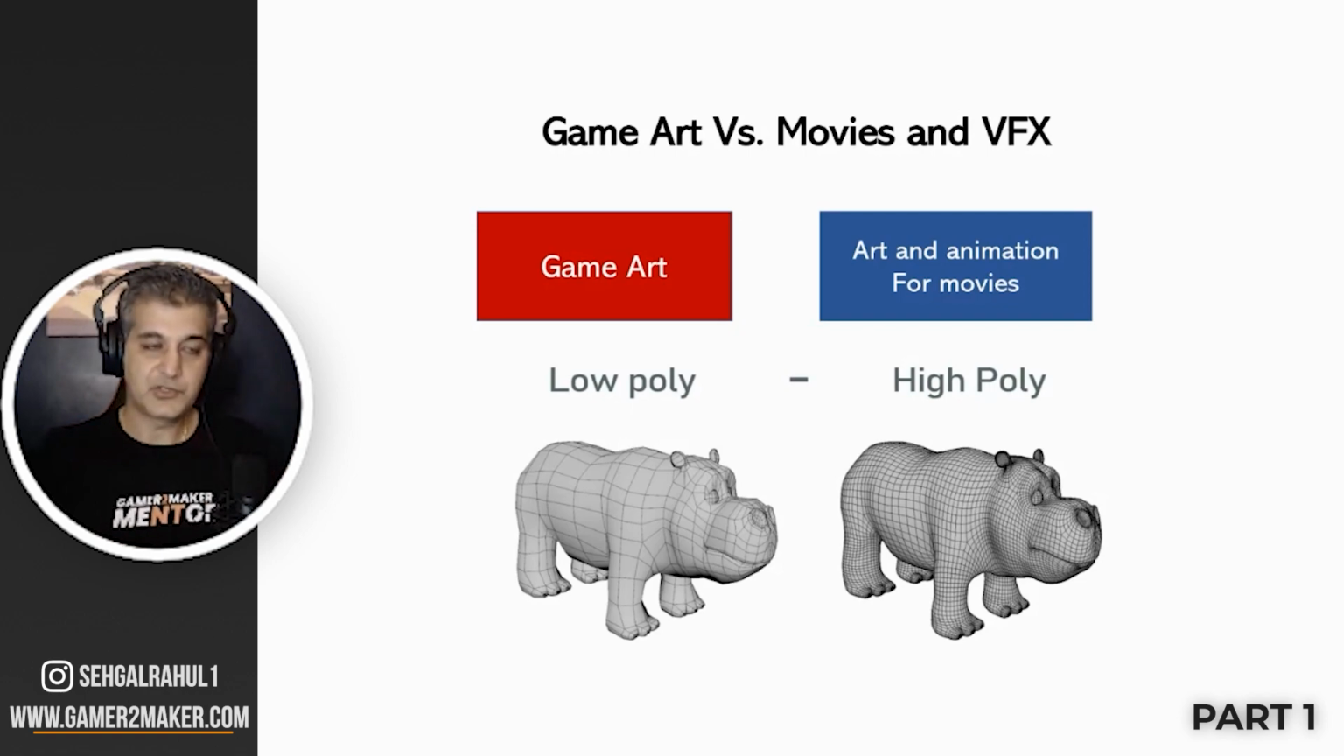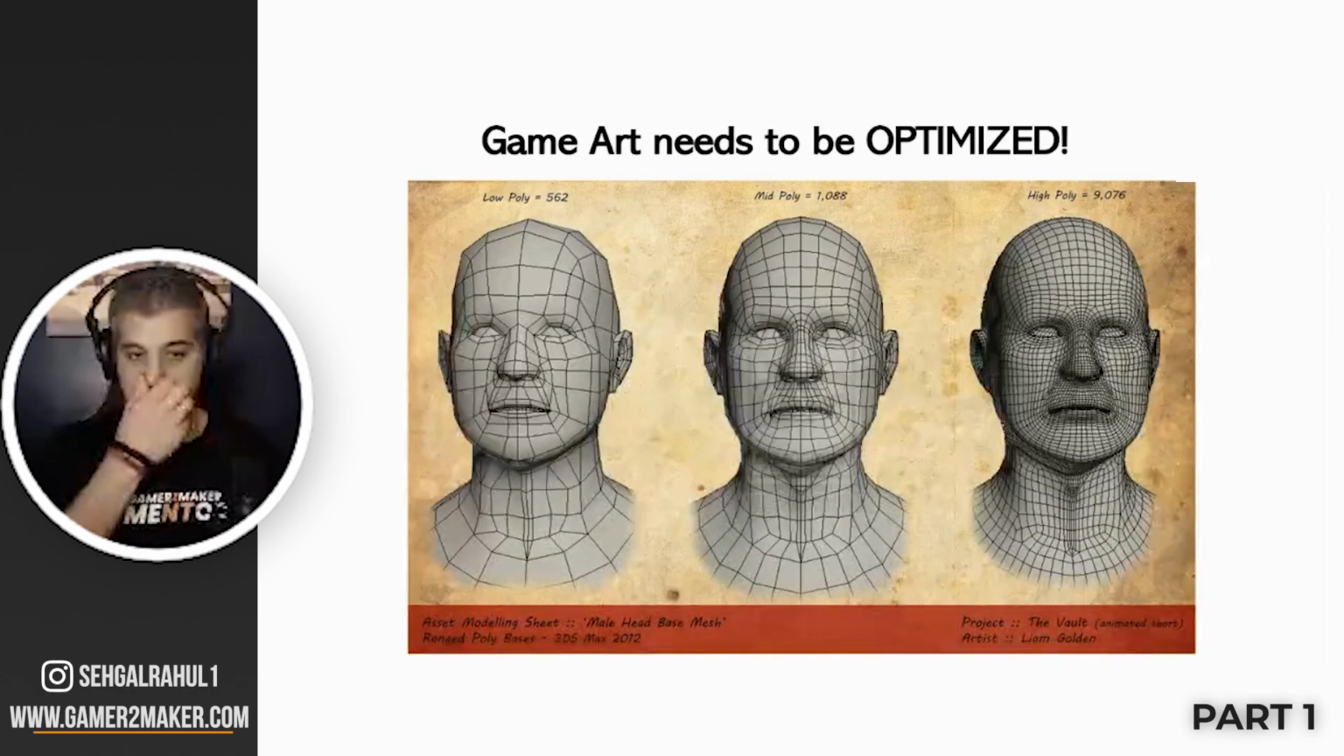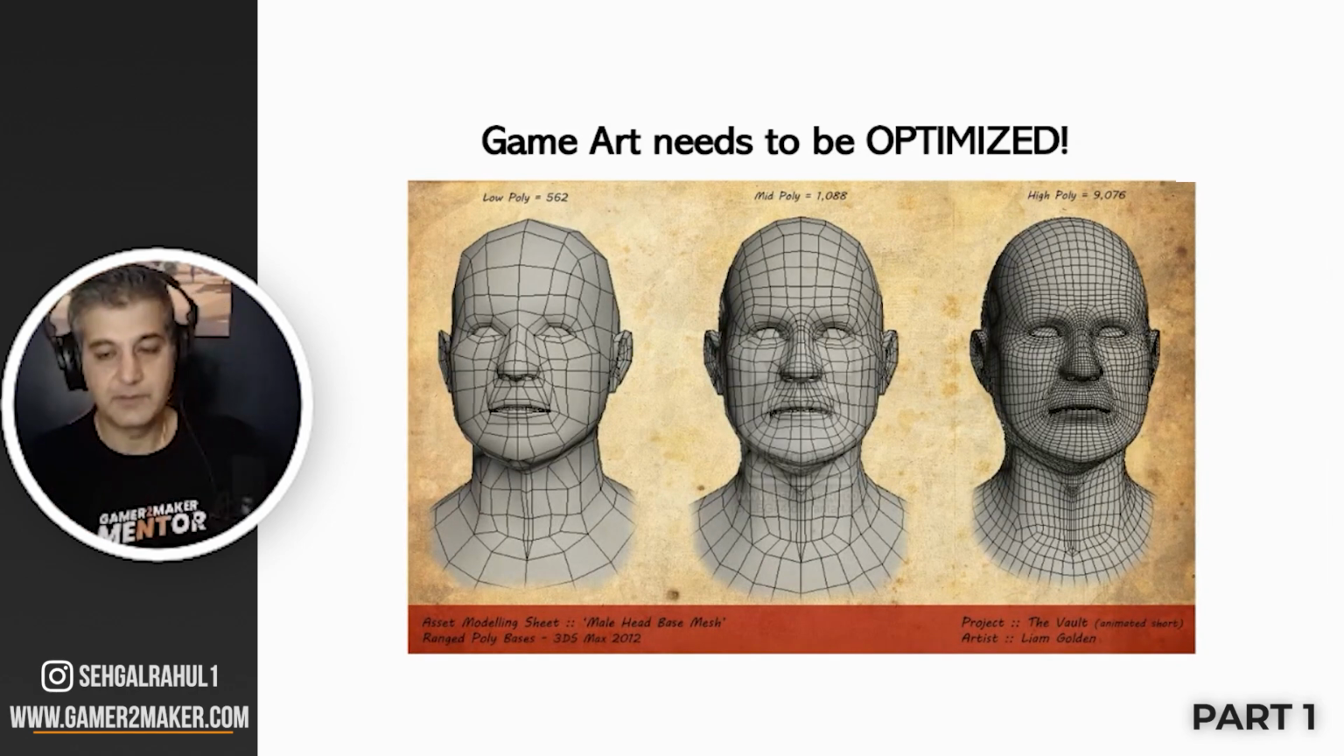So you have to make sure that game art is optimized. It has to have the lowest possible polys while still looking good, right? Now, as you can see here, it's the same model in three different kinds. On the right side, you have the high poly model with 9,000 polys, the mid poly is 1,000, and on the left you have 562 polys.